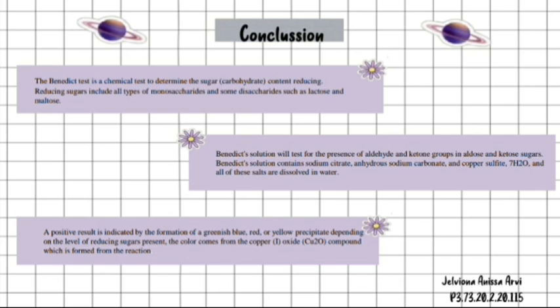Next, the conclusion. The Benedict test is a chemical test to determine the reducing sugar or carbohydrate content. Reducing sugar includes all types of monosaccharide and some disaccharides such as lactose and maltose. Benedict solution will test for the presence of aldehyde and ketone groups in aldose and ketose sugar. Benedict solution contains sodium citrate, anhydrous sodium carbonate, and copper sulfate 7H2O, and all of these salts are dissolved in water. A positive result is indicated by the formation of a green, blue, red, or yellow precipitate depending on the level of reducing sugar present. The color comes from the copper oxide compound which is formed from the reaction.